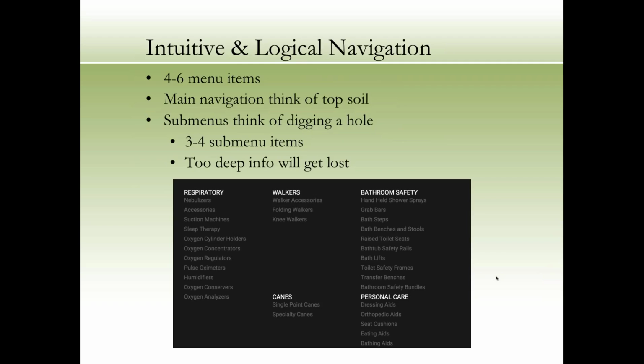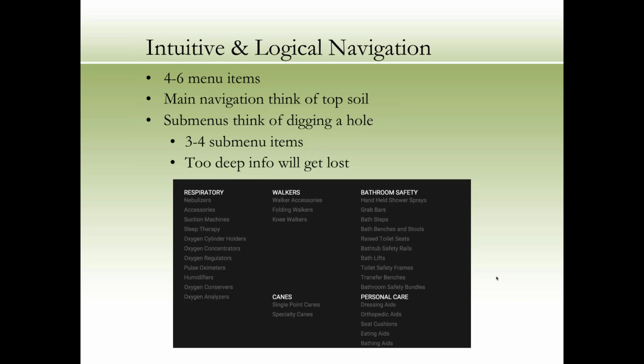Now, the other thing that we see as far as a top usability issue is having intuitive and logical navigation. So when we're talking about navigation, we're talking about your menu structure, your main menu, and your submenus. As far as your main menu navigation goes, you don't want to have any more than 4 to 6 menu items listed in your main menu navigation.